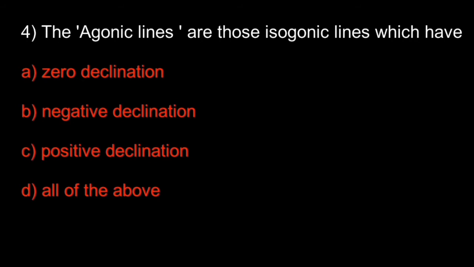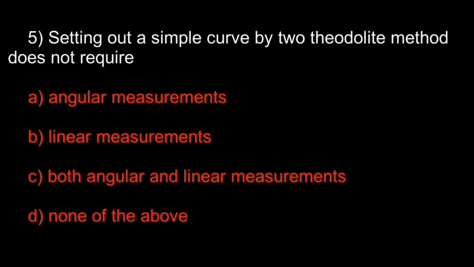Okay. Now let's move to the next question. Setting out a simple curve by two theodolite method does not require option A, angular measurements, option B, linear measurements, option C, both angular and linear measurements, option D, none of the above. In two theodolite method, curves are staked out by angular measurements only.